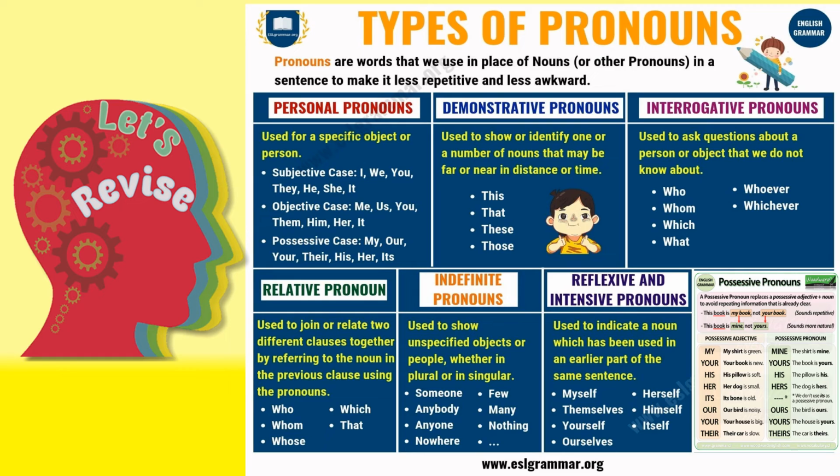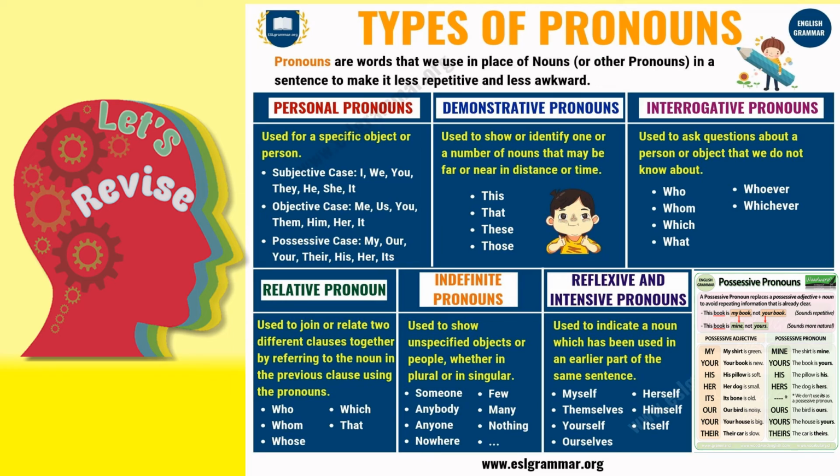Interrogative pronouns, when we ask questions about a person or object that we do not know about: who, whom, which, what, whoever, whichever, whose. All these are interrogative pronouns. Relative pronouns are used to join or relate two different clauses, two different ideas together, by referring to the noun in the previous one using the pronoun. So I know the person who came yesterday. I know the person, he came yesterday. We use the word who to join. I know the person who came home yesterday.